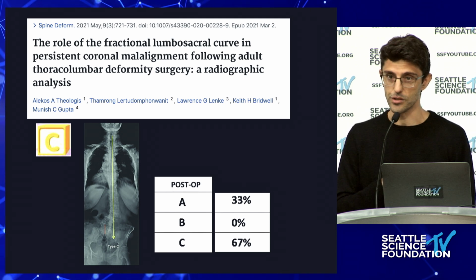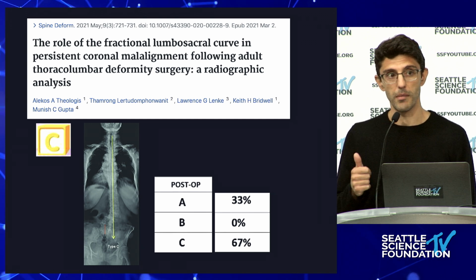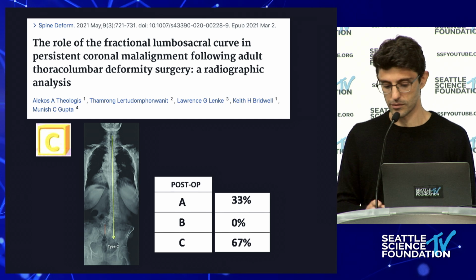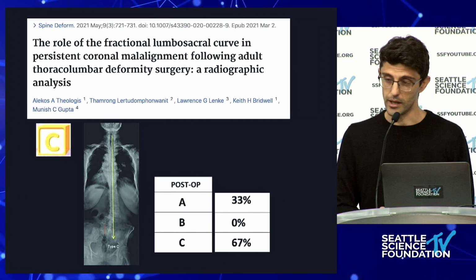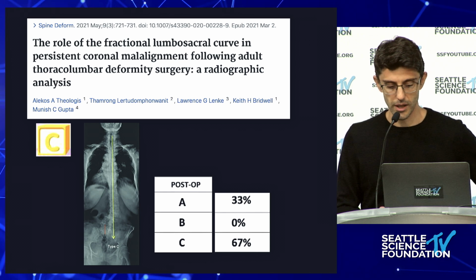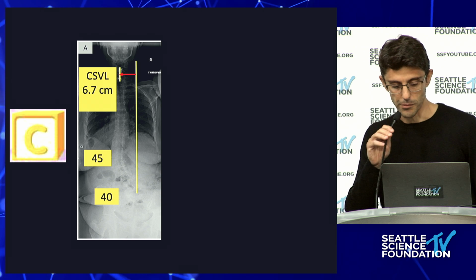And for the type C patients, you can see that 2/3 of them, 67%, remained malaligned in the same direction. So these are the problem children. These are the ones that are very, very challenging to correct. It can actually get worse afterwards if you don't employ the right surgical strategy. These are a couple of images from the paper.